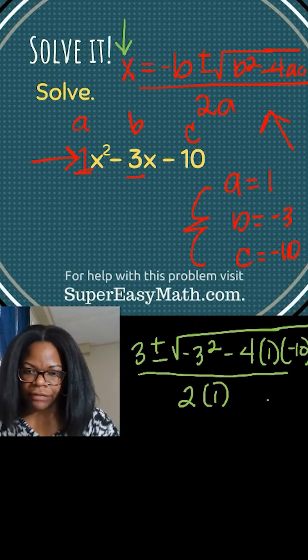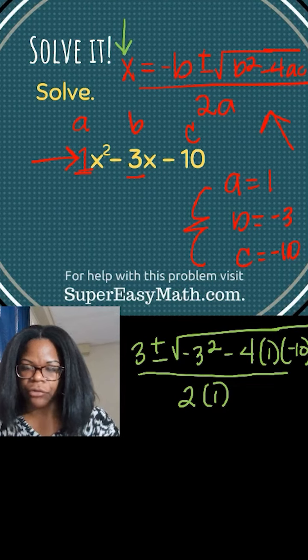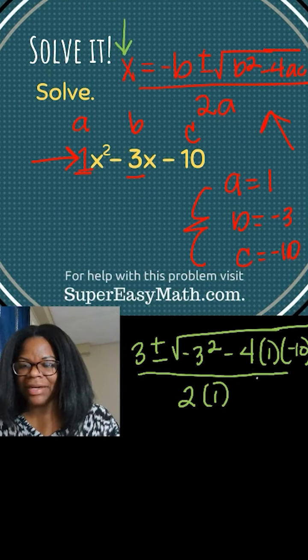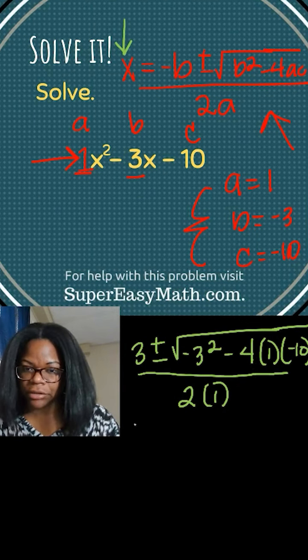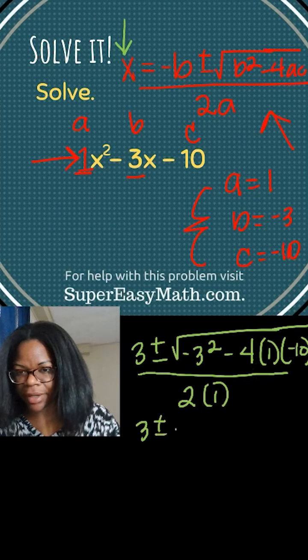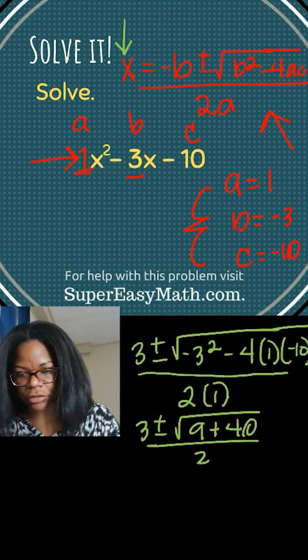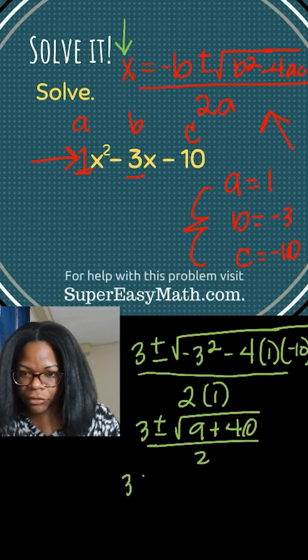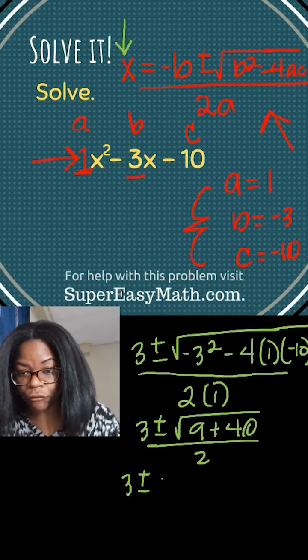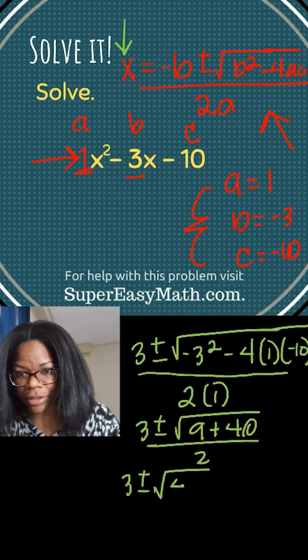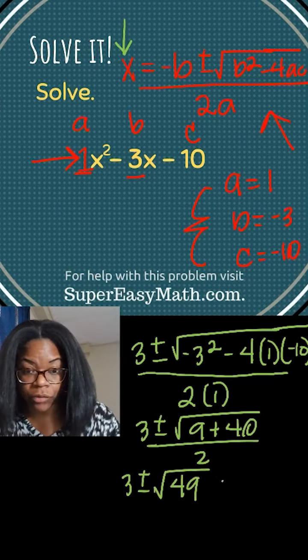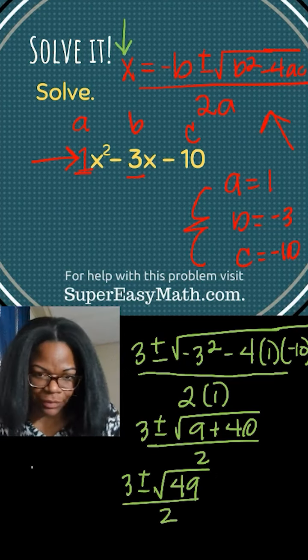Now we're going to solve all of this. Okay, so underneath the radical, I'm going to end up with a 9 plus 40. So it's 3 plus or minus the square root of 9 plus 40, and then it's over 2. 2 times 1 is just regular 2. So then I'm left with 3 plus or minus the square root of 49. And we know that that's a perfect square, which is 7. So that's going to come out nicely. And it's over 2. For space, I'm going to come over here.